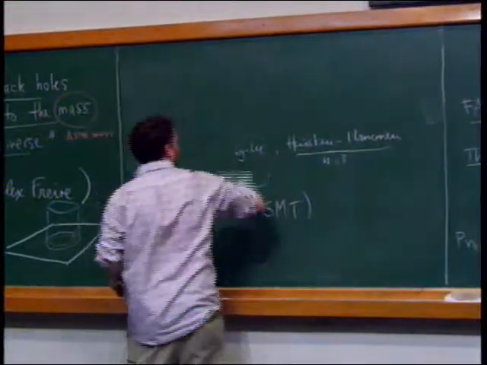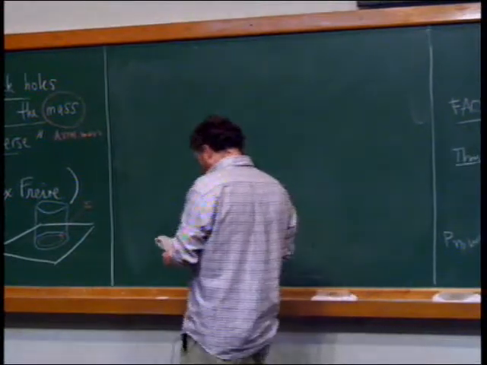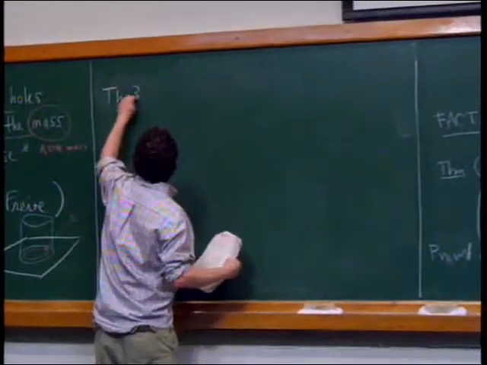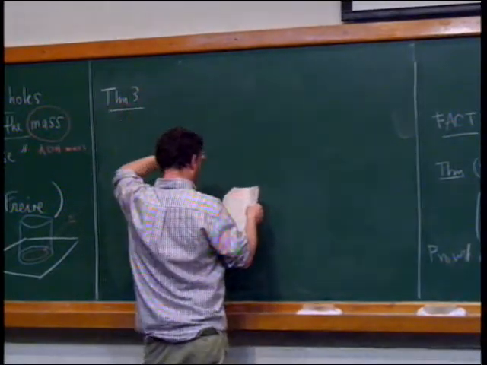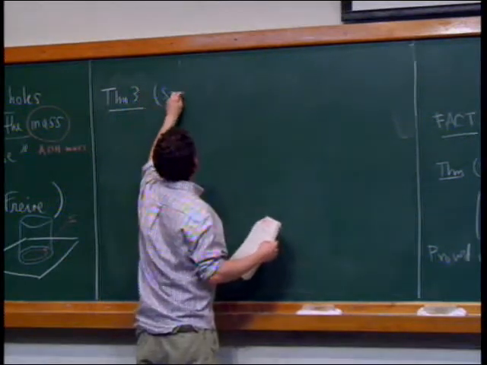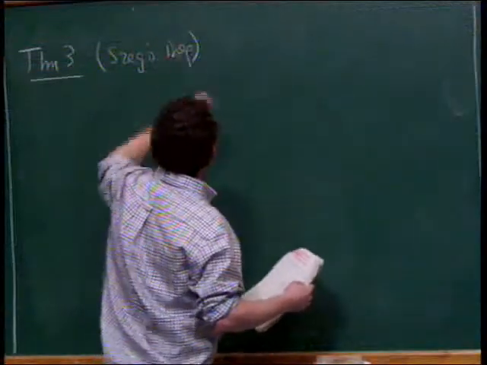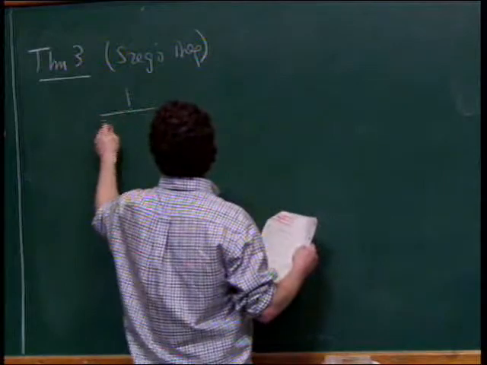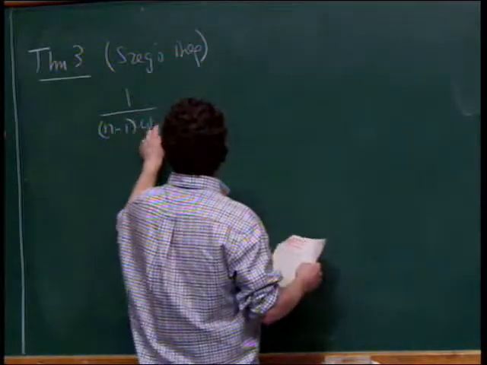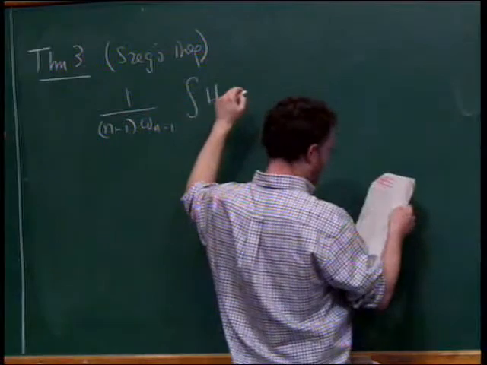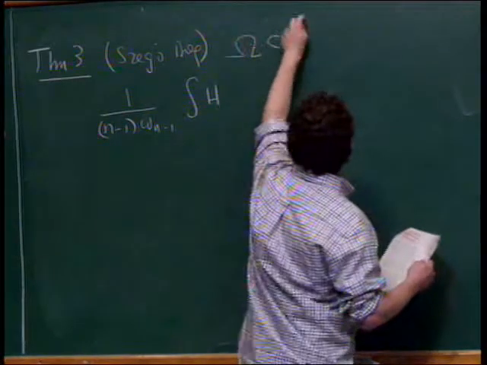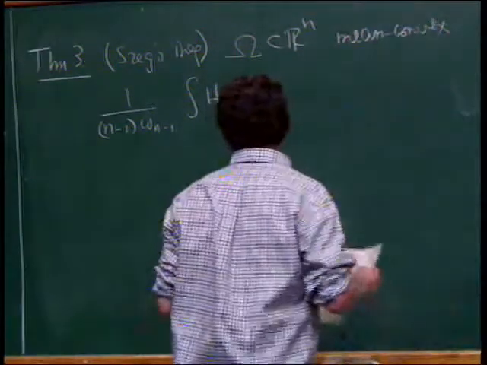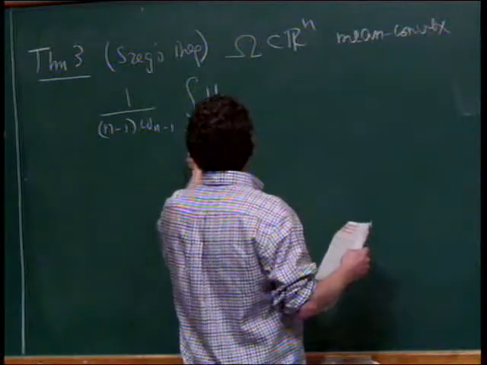And then, as a byproduct of the proofs, we have two other results for Euclidean space. So theorem 3, which we can call a Szego style inequality, is the following: 1 over (n minus 1) omega_{n-1} times the integral of h. So now we have omega a subset of R^n, mean convex. That's all we need for this one. Not even connected, just mean convex, meaning that the boundary has positive mean curvature.